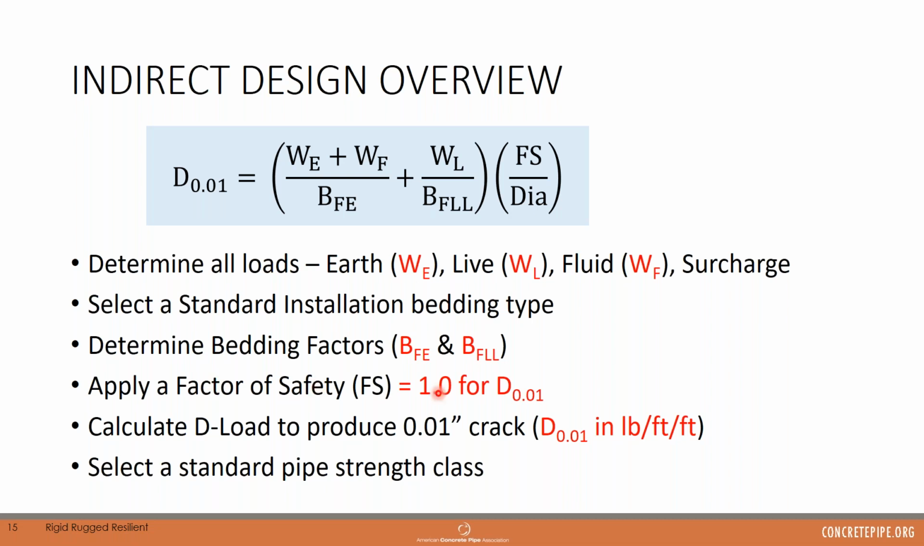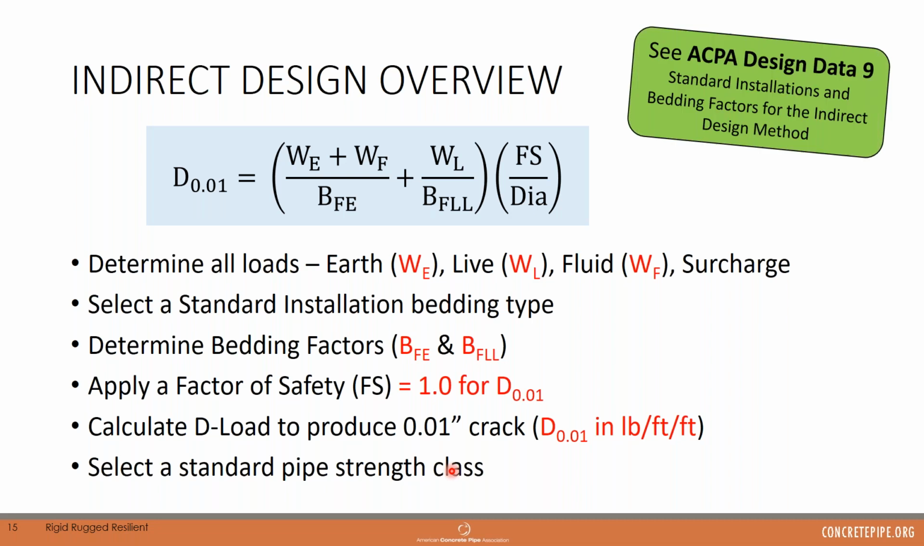Now, if you're designing to the 0.1 inch crack criteria, your factor of safety just becomes 1. And then once you have all that, obviously you already know what the diameter of the pipe is that you need. You calculate the D-load that you require. And once you do that, you just round up to the nearest standard pipe class that will meet that criteria. So that pretty much sums up the indirect design process. And a good resource is ACPA's Design Data 9. They really just do a good job of walking you through the entire process in good detail with sample calculations and things like that.